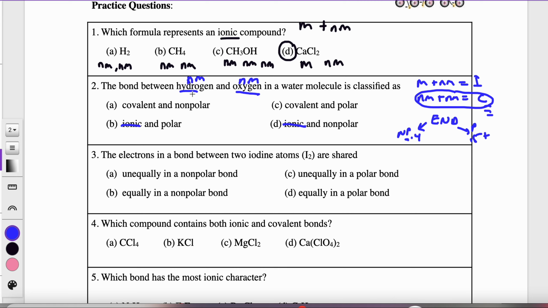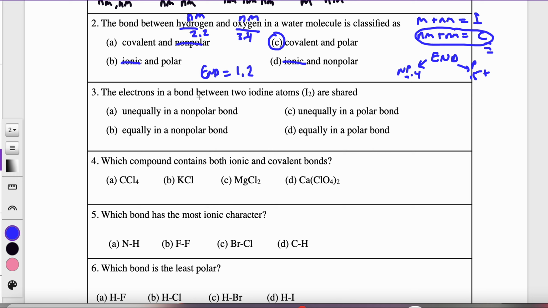Hydrogen is 2.2, oxygen is 3.4. So the difference between them, my END here, equals 1.2, which is greater than 0.5. So that means it's covalent because it's nonmetal plus nonmetal, and it's polar because the END is greater than 0.4.